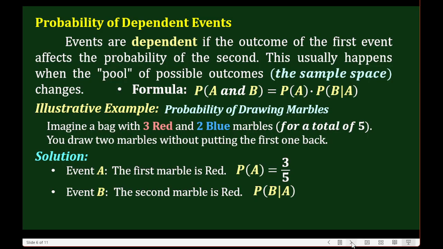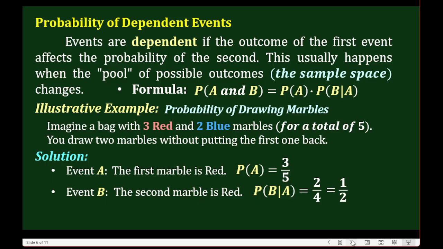So, ibig sabihin, yung outcome ng event B ay nakadepende sa nangyari sa outcome ng event A. So, now, referring to the given, the mere fact that you did not return the first red ball, the remaining number of red ball is no longer 3 but 2. So that is 2 over the number of sample space, which is also decreased by 1. So from 5, that is 4. So reduce the result to its simplest fraction. So from 2/4, it becomes 1/2.